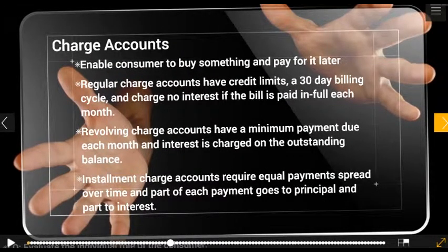Charge accounts enable a consumer to buy something and pay for it later. Regular charge accounts have credit limits, a 30-day billing cycle, and charge no interest if the bill is paid in full each month. Revolving charge accounts have a minimum payment due each month, and interest is charged on the outstanding balance. Installment charge accounts require equal payments spread over time, and part of each payment goes to principal and part of it goes to interest.